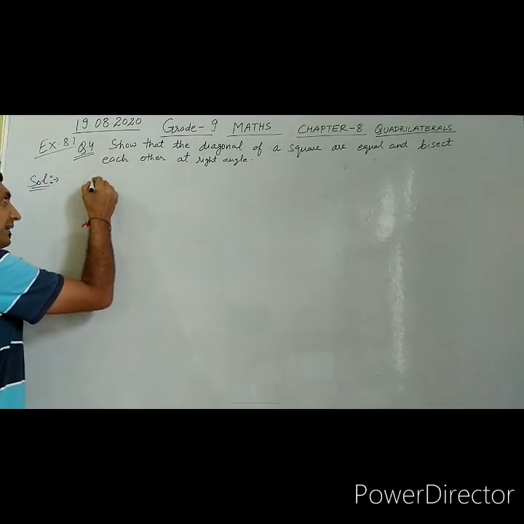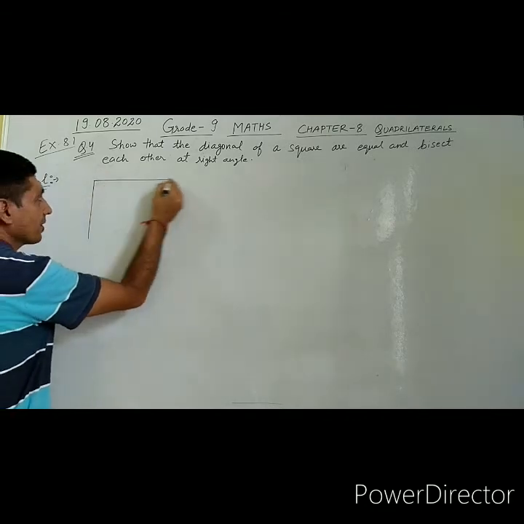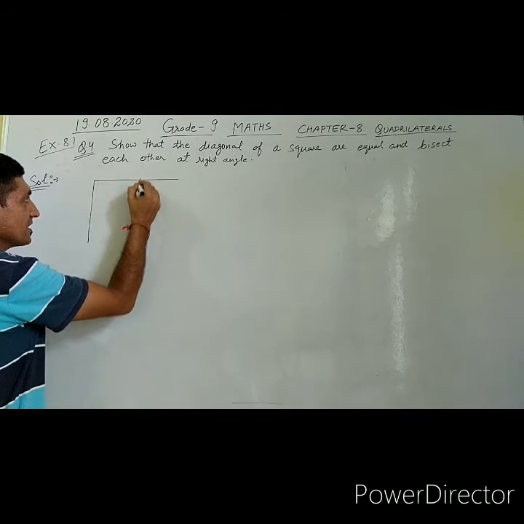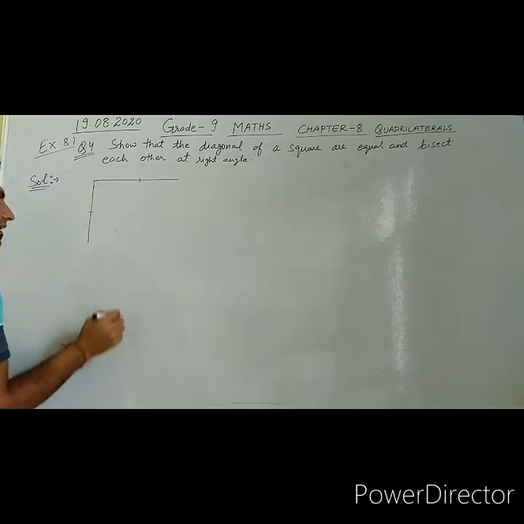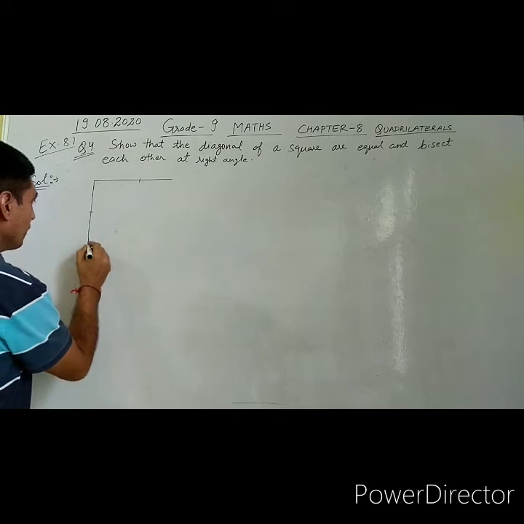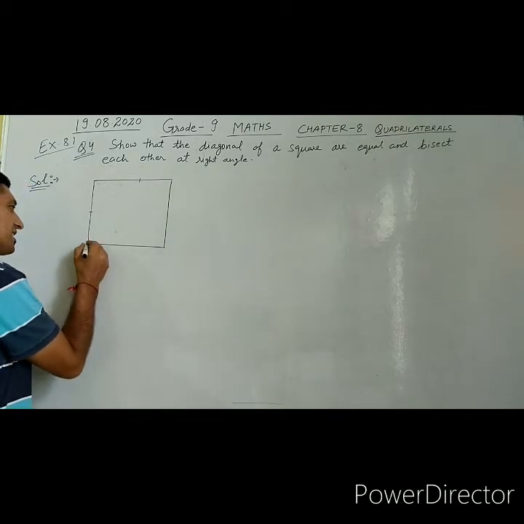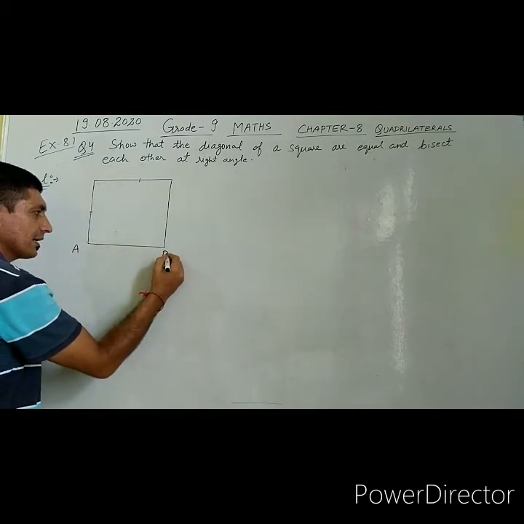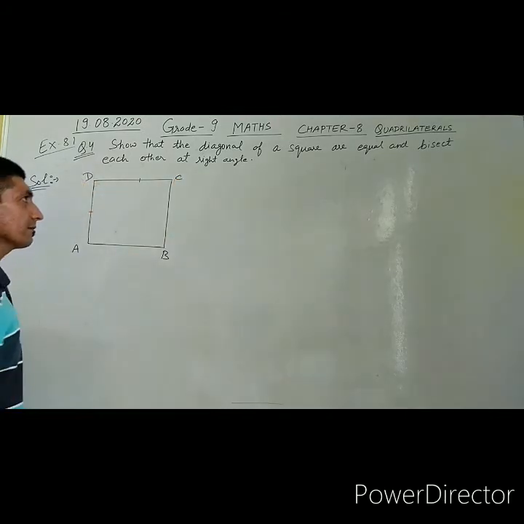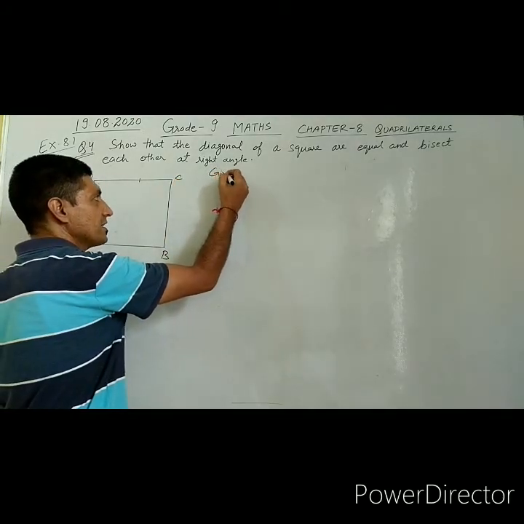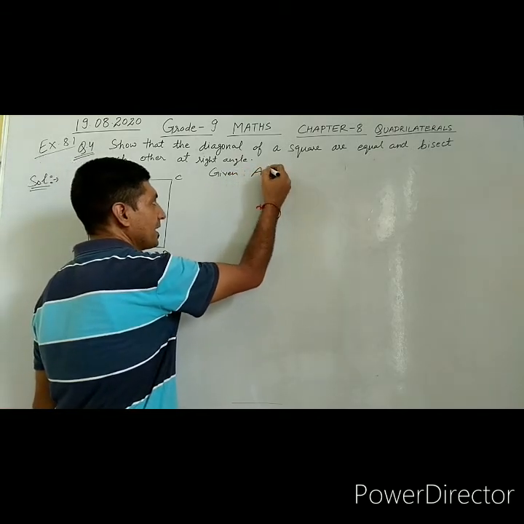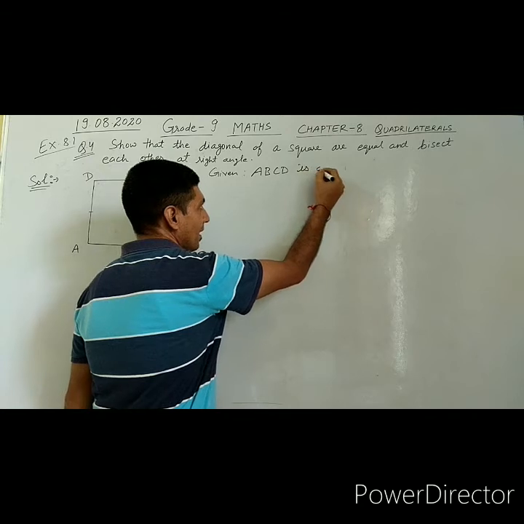So how to prove this? For any square, we know all angles are 90 degrees and all sides are of the same length. If this is a side, the angle is 90 degrees, and the sides are of the same length. Let ABCD be the square. Given here: ABCD is a square.